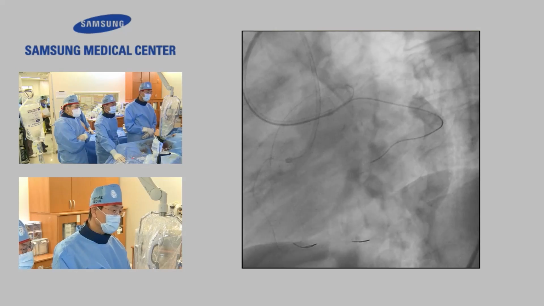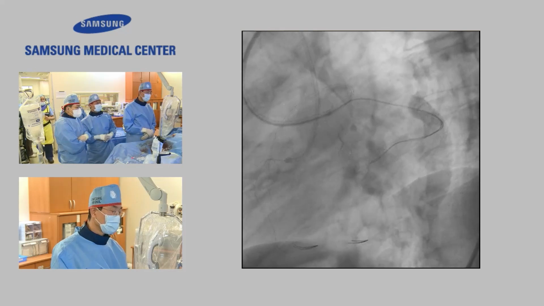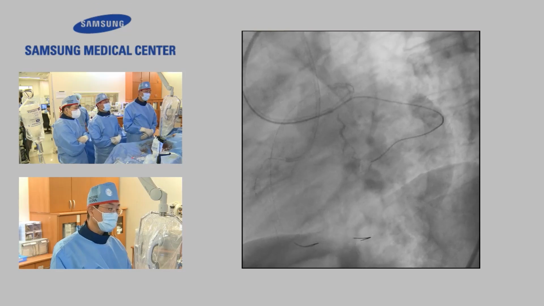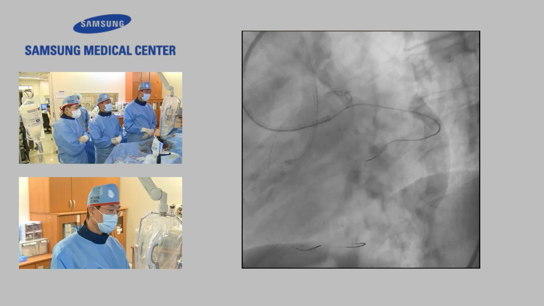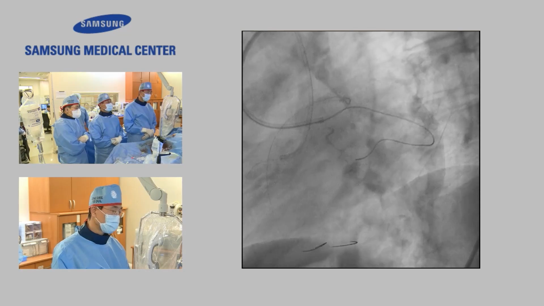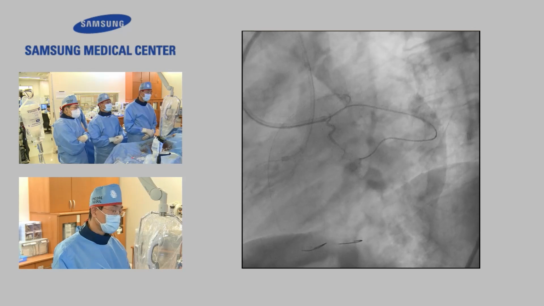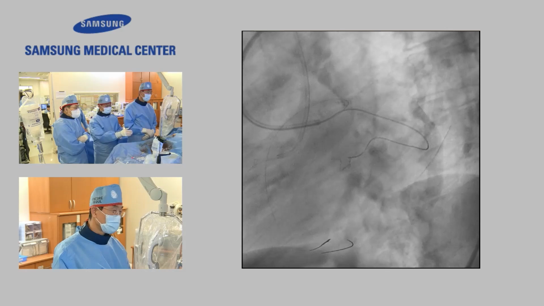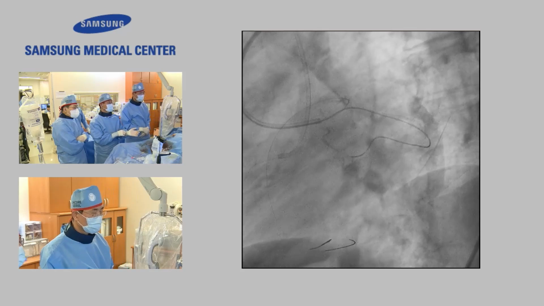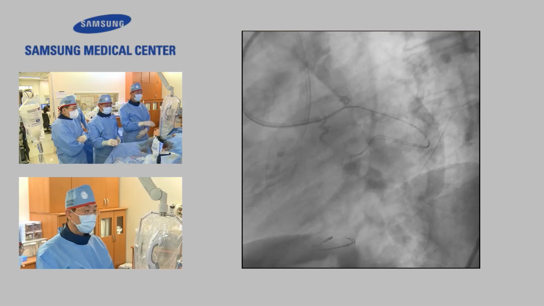So, do you want to try this retrograde approach, right? It's really tricky. The collateral is very small. And Dr. Gwon, it seems there are several lesions in the proximal circumflex and mid area. Did you check IVUS before microcatheter crossing? Yeah, I did IVUS. I did IVUS afterwards.